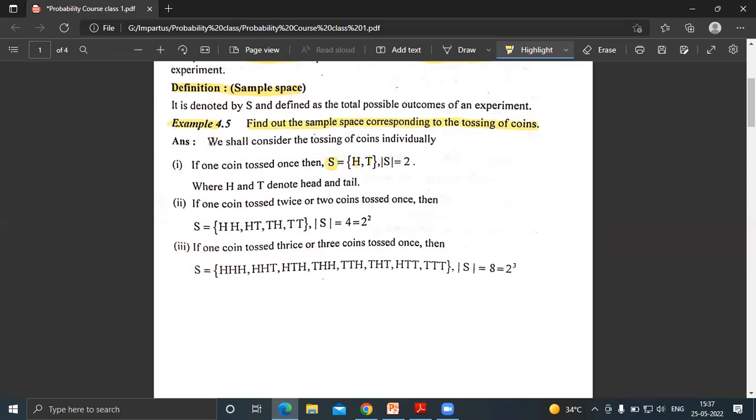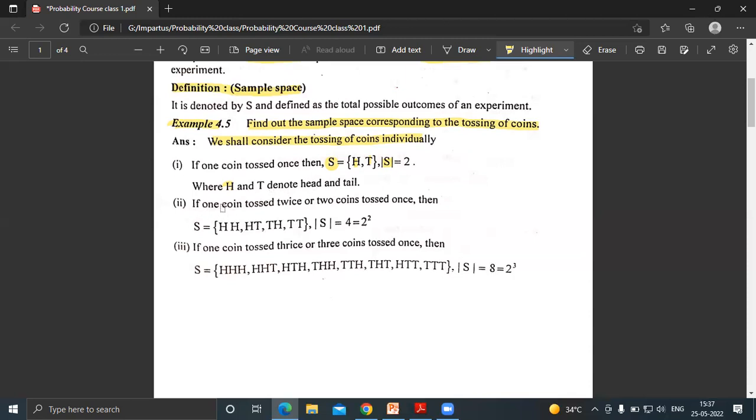So we shall consider the tossing of coins individually. If one coin is tossed once, then S equals either head or tail comes. So we may write in one bracket, that is {H, T}. And if we take the sample space cardinality, if we count it, this is 1 and 2, so it's 2. Here H stands for head and T stands for tail.